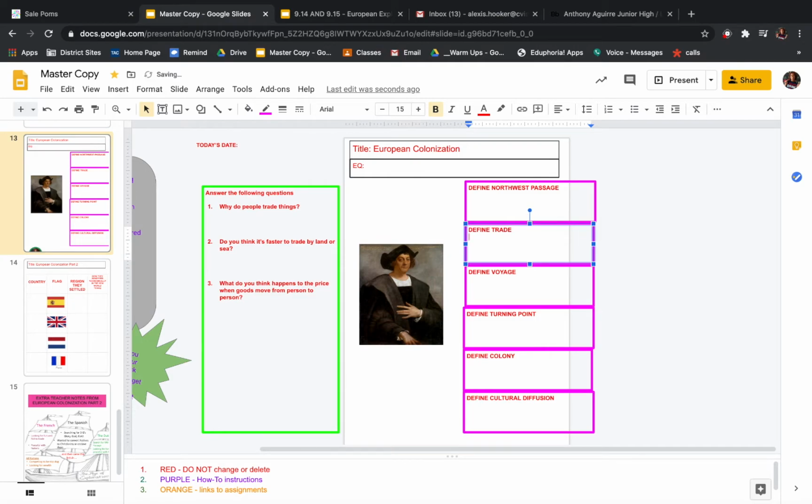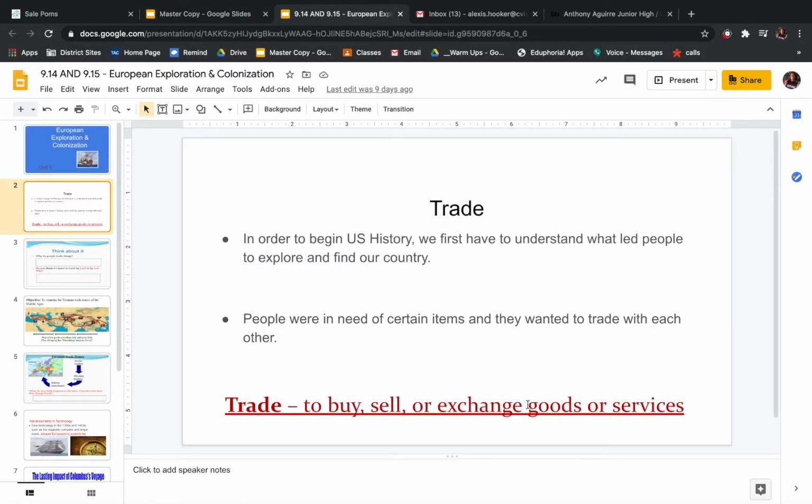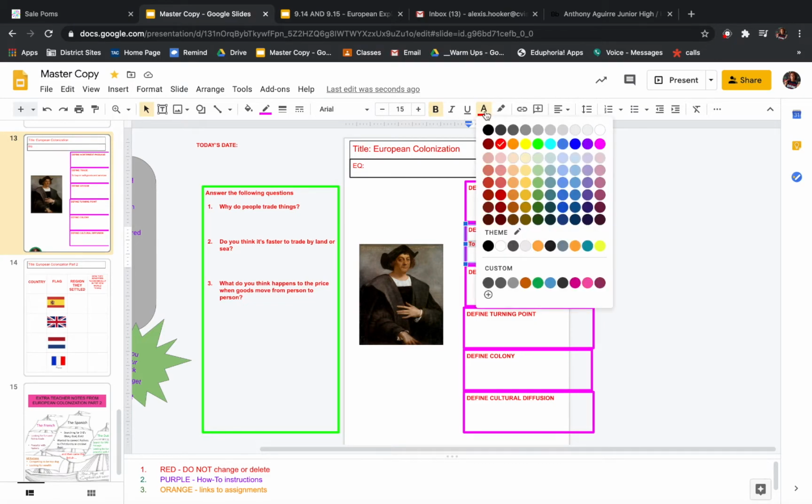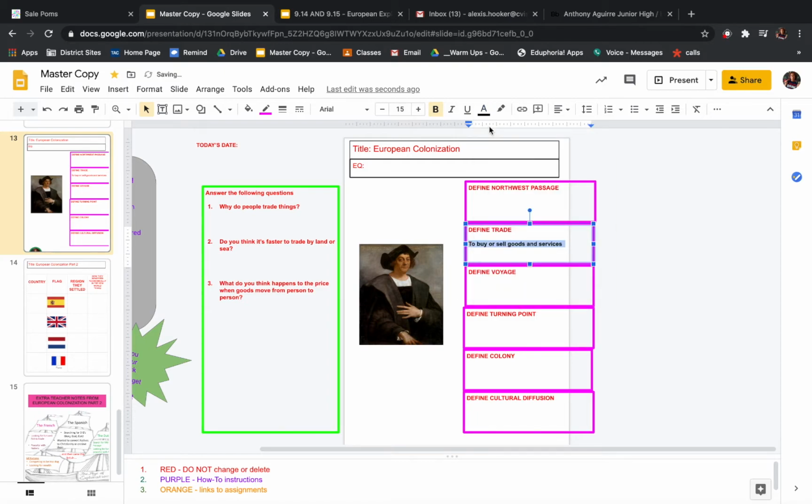I'm going to press enter, and trade means to buy or sell goods. Let's go back, check it again. To buy, sell, or exchange goods or services. All right, to buy or sell goods and services. Now, try not to have your answers to notes the same color as what's already on our notes. I'm going to change it to black.